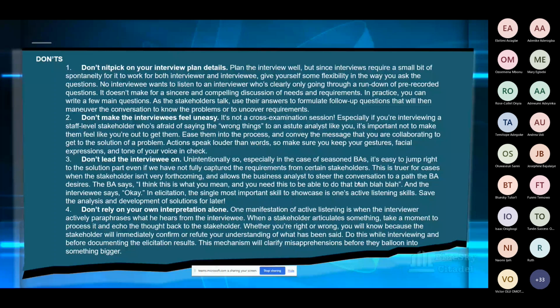So ensure that you play back what they said, what you heard them say, back to them, so that you can properly document the requirements. You can properly document the requirements so that you can send it back to them for validation. If that makes sense.